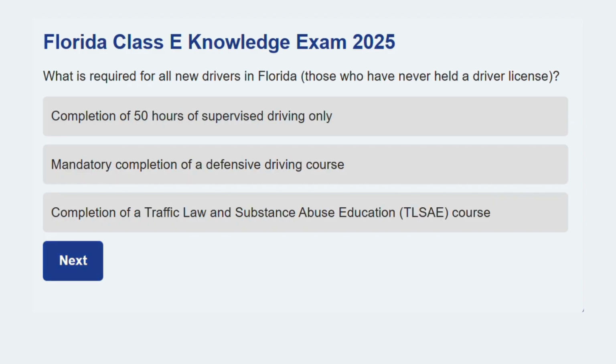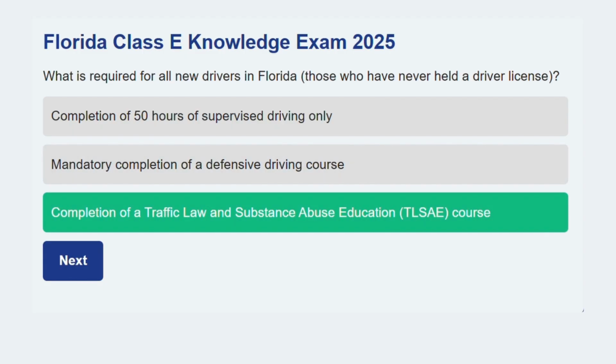Here's another one. What is required for all new drivers in Florida, those who have never held a driver license? Completion of a traffic law and substance abuse education, TLSAE, course. The TLSAE course is mandatory for all first-time license applicants.